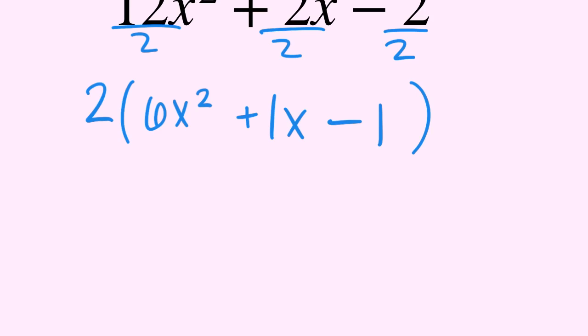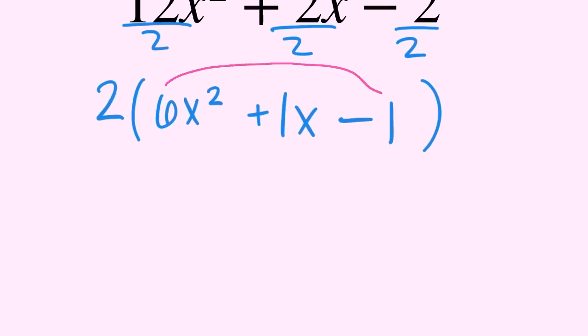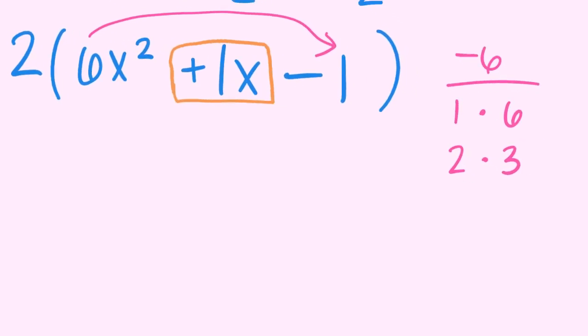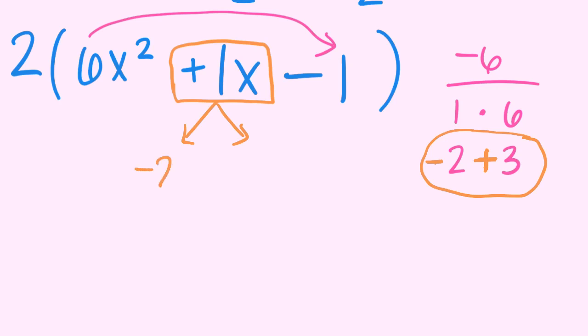So we're going to take the first number and multiply it by the last number. 6 times negative 1 is negative 6. And then we're going to list out the factors of 6. So 1 times 6, or 2 times 3. We have to make sure that they add up to positive 1. So which factors would add up to positive 1? Well, it would be these two if you make the 2 negative and the 3 positive. So those are the numbers we're going to use. The 2 needs to be negative and the 3 needs to be positive. And then we split this up into negative 2x and positive 3x.